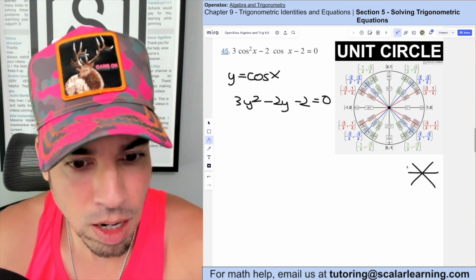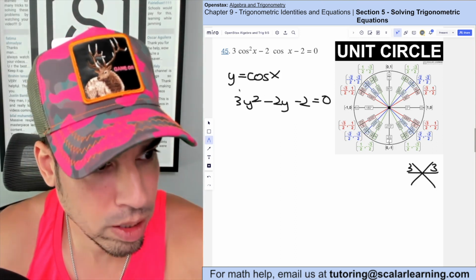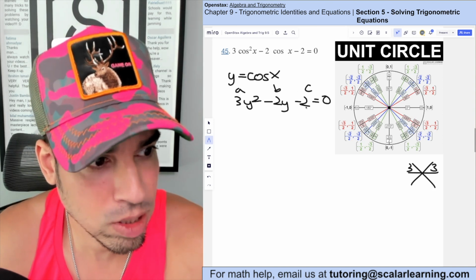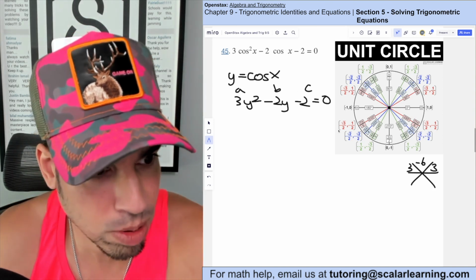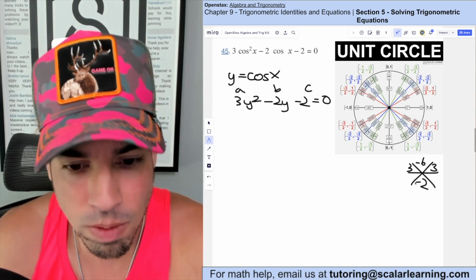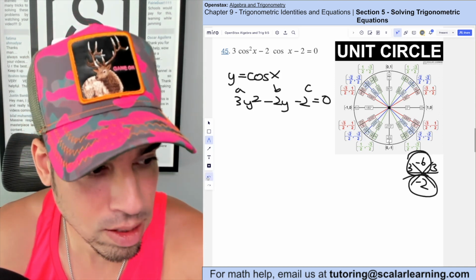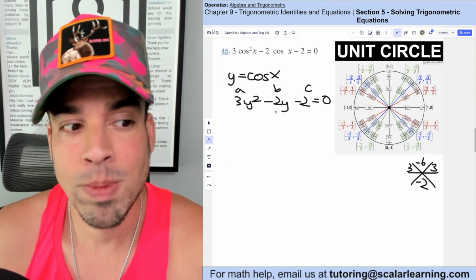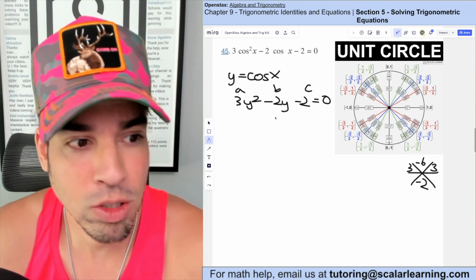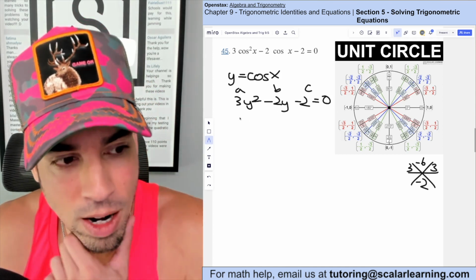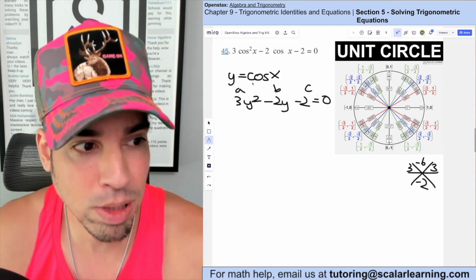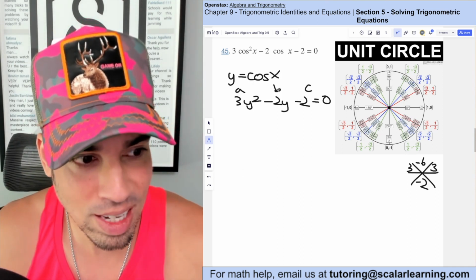Using the star method, I would put a here, which is 3, and then I've got a times c, 3 times -2, which is -6 up here, and then b, -2 down here. So the thing is now, are there two numbers that multiply to this and add to this? And in fact, there are not, which means this is not factorable, hence we must use the quadratic formula to solve for y. So I'm going to solve for y, and then I'm going to plug it back in to solve for actually x here, okay?